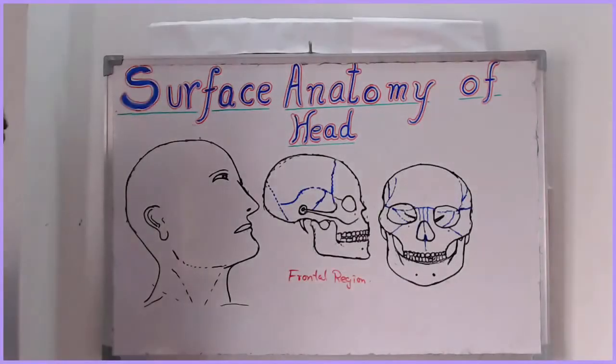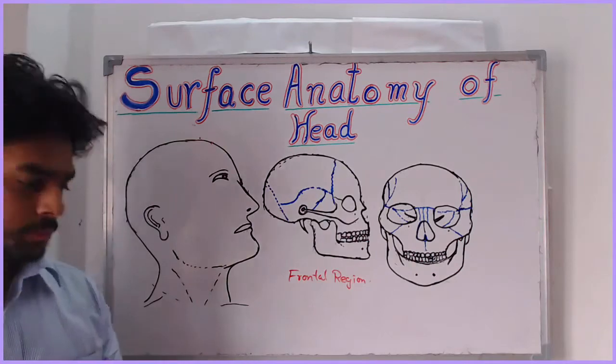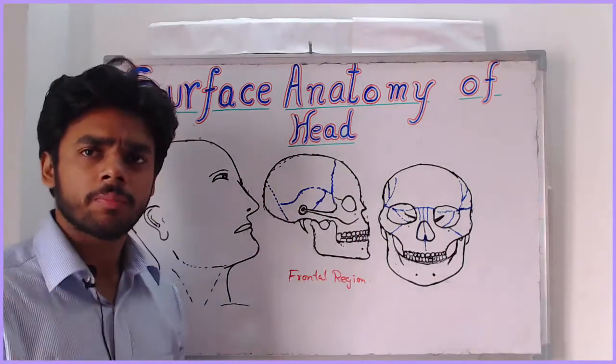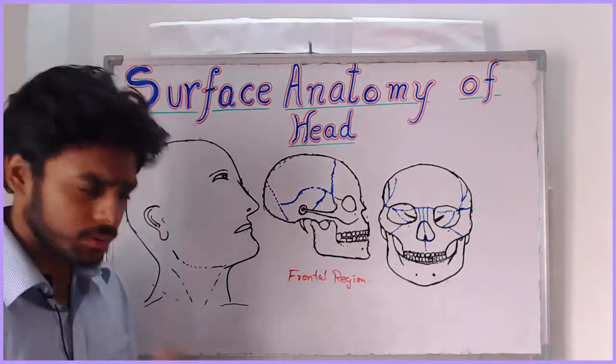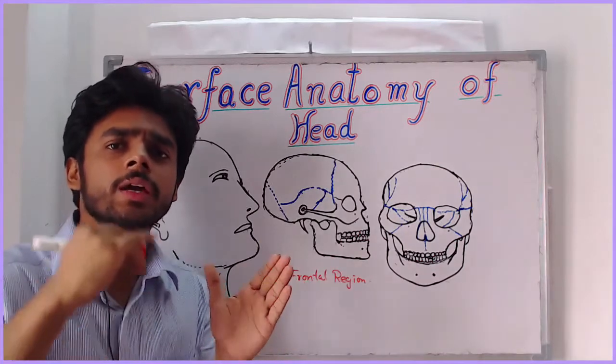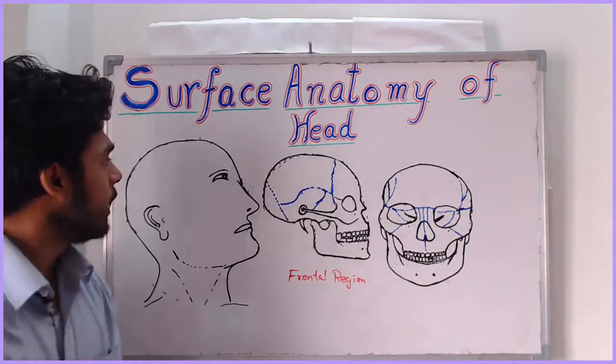I may not be very excellent in drawing, but I think in these diagrams, the structures represented are clear. Now we'll study different regions one by one. First is the frontal region. Frontal region is the region which is superior to the eyes and below the hairline.